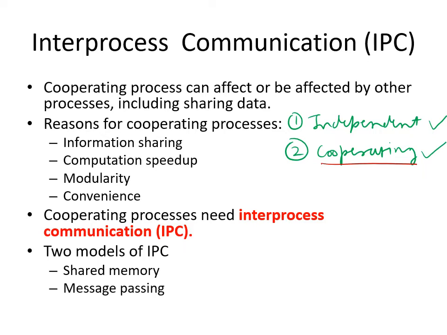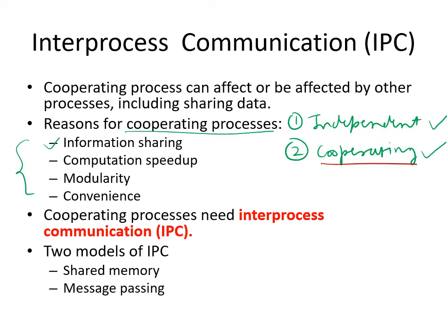In other words, a process is said to be cooperating if it can influence or be influenced by other executing processes in the system. So with those definitions, an obvious next question is, why do we need cooperating processes? The important reasons are listed over here. The first is information sharing. It is possible that several executing applications or processes are interested in the same piece of information. So if so, we must provide an environment that allows concurrent access to such information and such data.